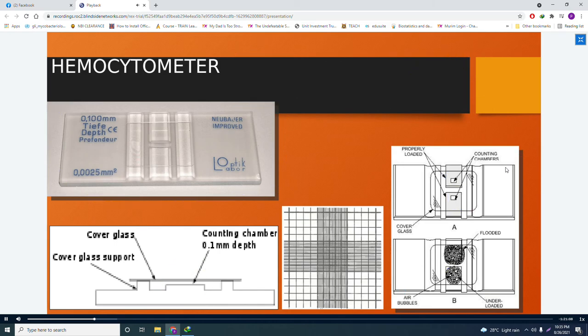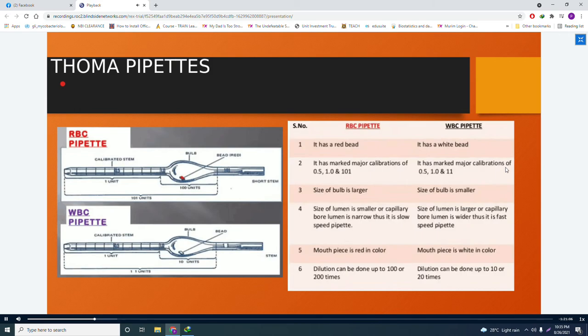Okay, let's proceed now. In your hemocytometry, aside from your hemocytometer, you will be using what we call the Thoma pipettes. You've used pipettes before, right, class? With Thoma pipettes, we have two types: your RBC and WBC pipette. The WBC pipette has a white bead. It looks like a small white ceramic bead. The RBC pipette has a red bead.